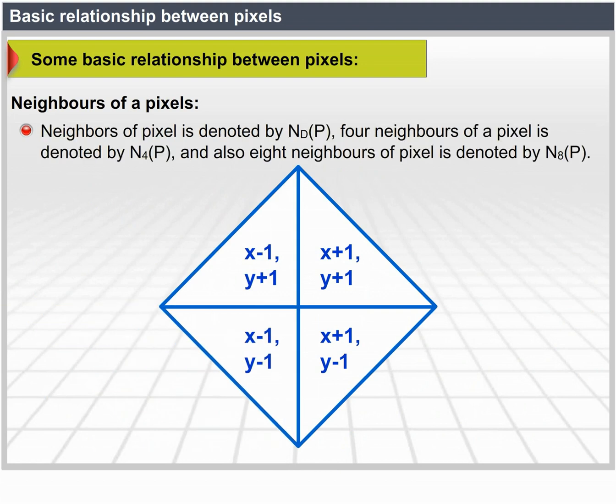Neighbors of a pixel are denoted by N(P). 4 neighbors of a pixel are denoted by N4(P) and 8 neighbors of a pixel by N8(P).